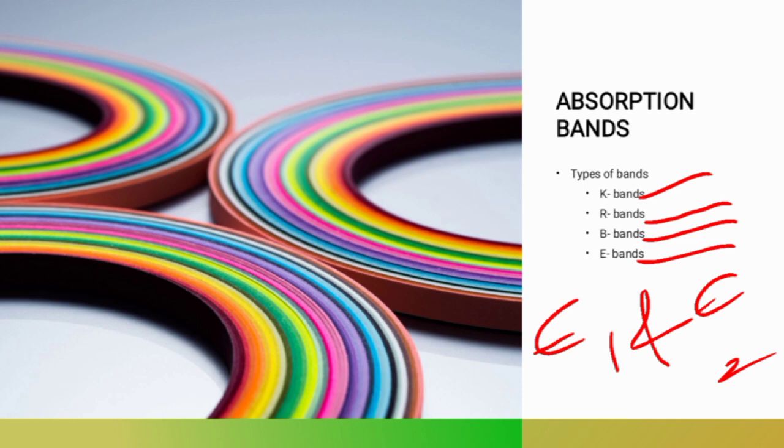Absorption bands. There are four types of bands. First one is the K band. K bands originate due to pi to pi star transition, and they have high molar absorptivity, and compounds containing a conjugated system show them. And next one is the R bands. R bands originate due to n to pi star transitions, and they involve heteroatoms and intensity is also less, and they have mild molar absorptivity.